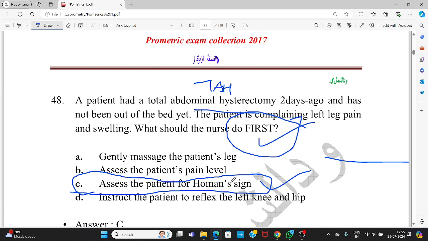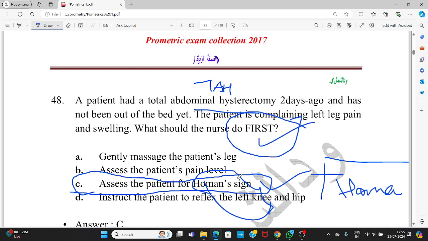We have separate classes for all these signs, so please do attend the class, then you will understand what is Homan sign. You should see whether the patient is positive for Homan sign. The patient is complaining of left leg pain and swelling, is bedridden, and is after abdominal hysterectomy. So we need to see whether the patient is positive for Homan sign. There are certain signs which are very important from the Prometric point of view, so it is very important to study the signs also.